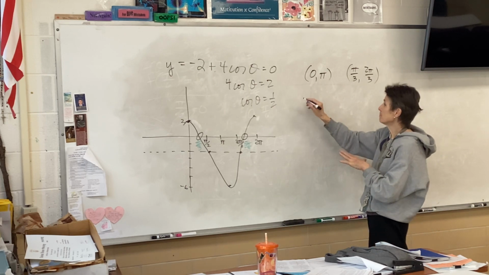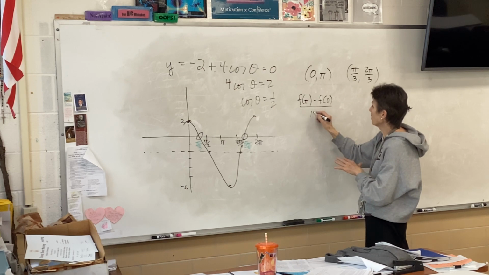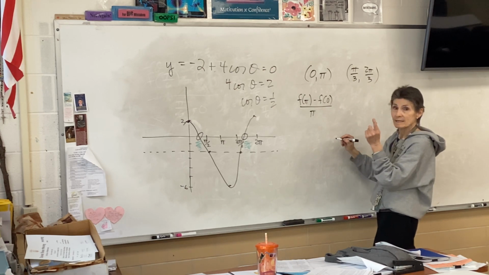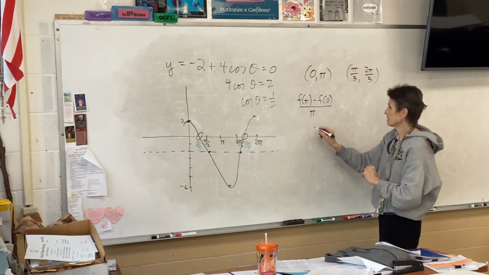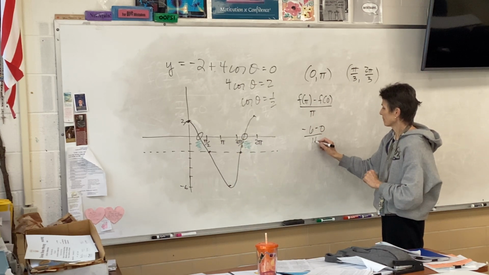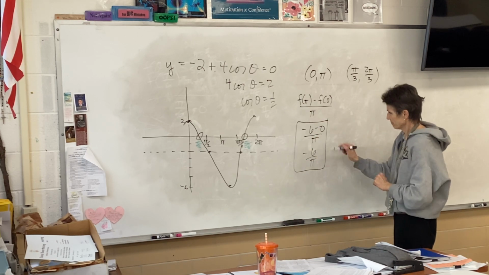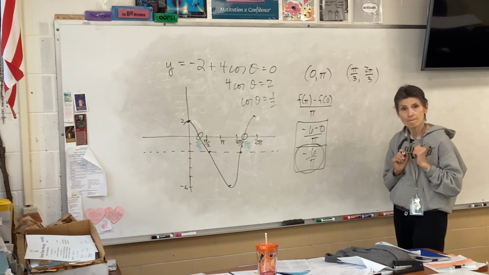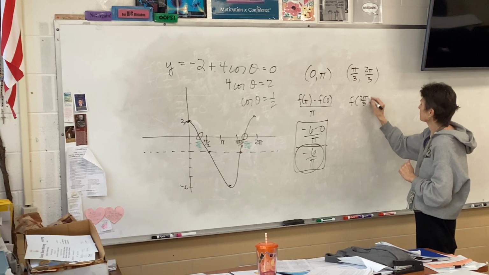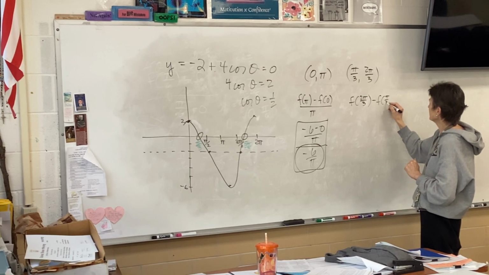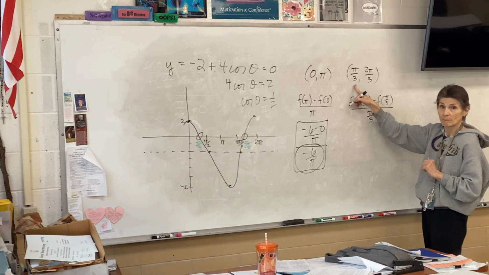So for this guy, it'll be f of pi minus f of 0 over pi minus 0. All right, what's f of pi? F of pi is -6. So this one is -6 over pi. Okay? Now, what about this one? Well, this is going to be f of 2 pi over 3 minus f of pi over 3, over 2 pi over 3 minus pi over 3.